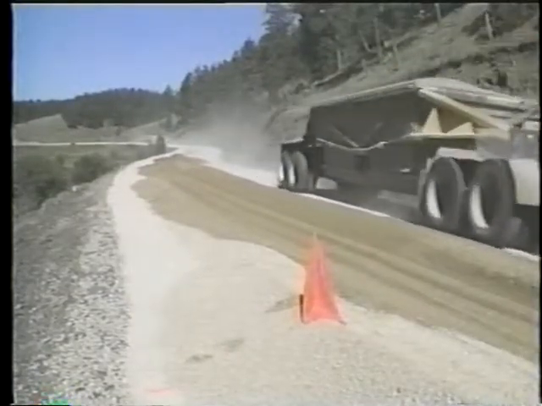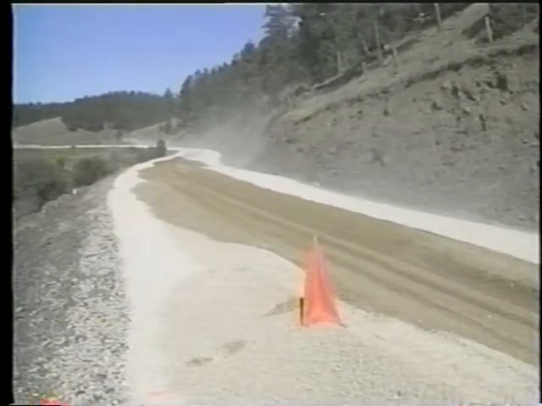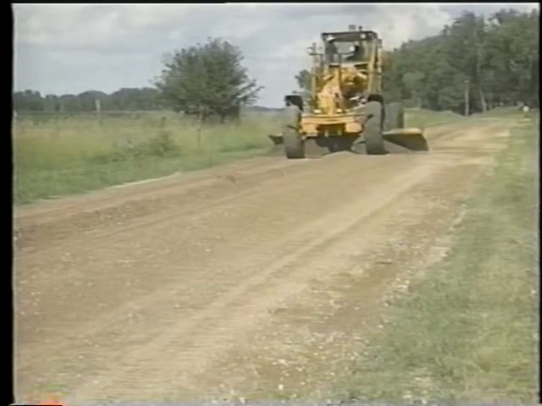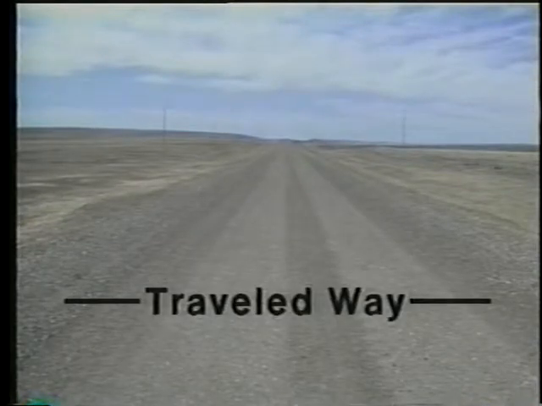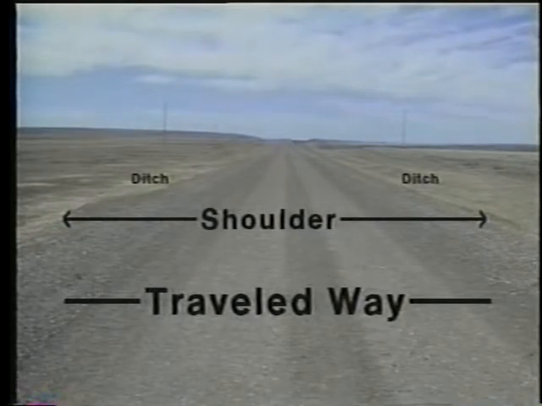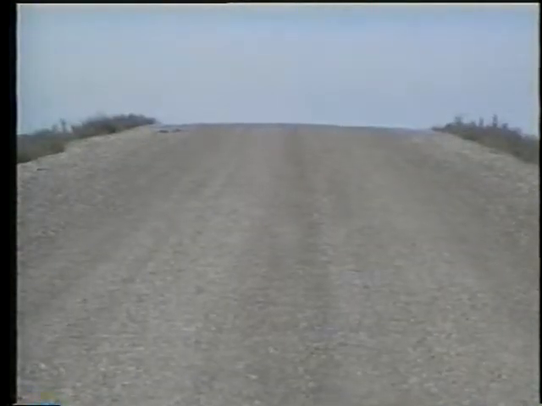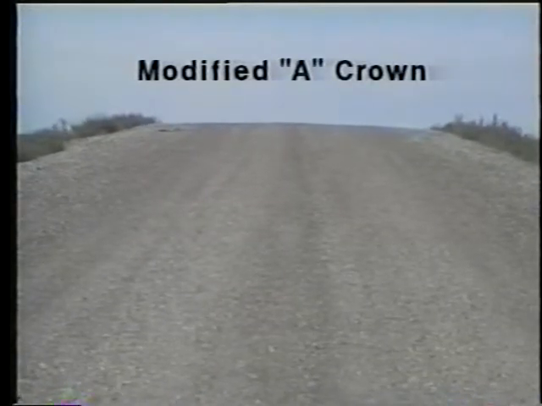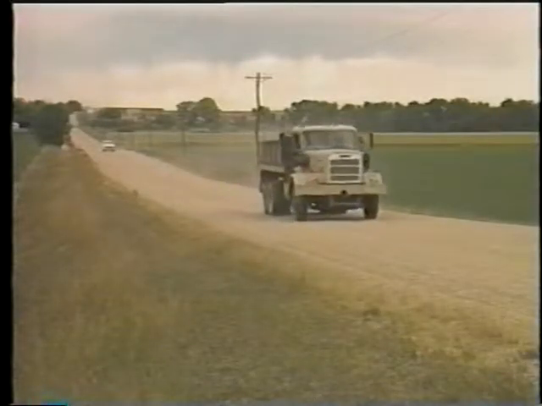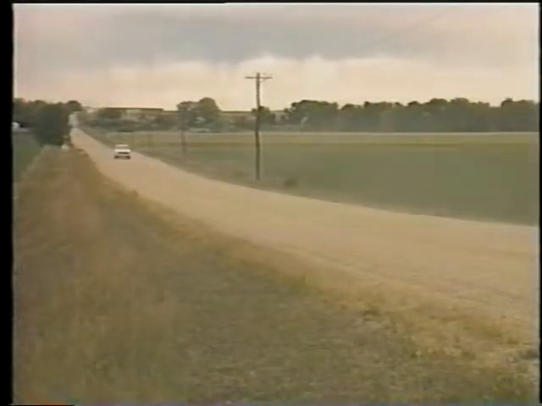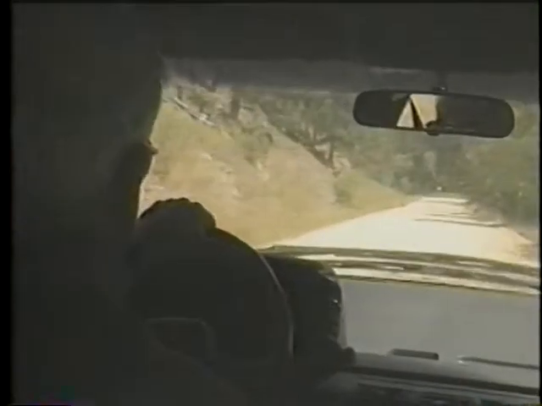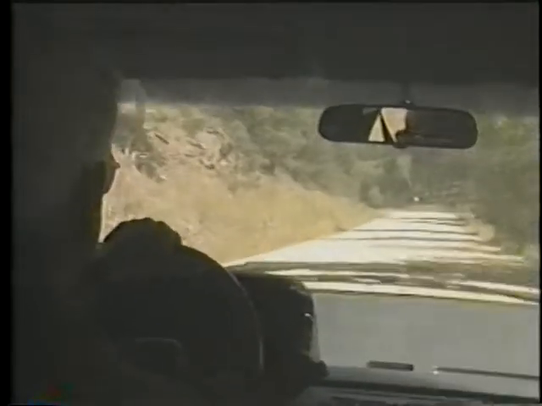Like paved roads, gravel roads should be constructed to minimum design standards and maintained that way as long as possible. They should have a traveled way, a shoulder on each side, and roadside ditches. Their surface should have a modified A-crown, with the travel lanes sloping down from the center of the road for drainage. The surface layer must be strong enough to prevent overstressing the subgrade, stable enough to resist raveling, shoving, rutting, and consolidation within the layer, and smooth and skid-resistant enough for a comfortable, safe ride.